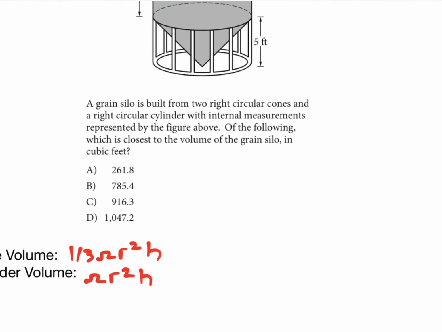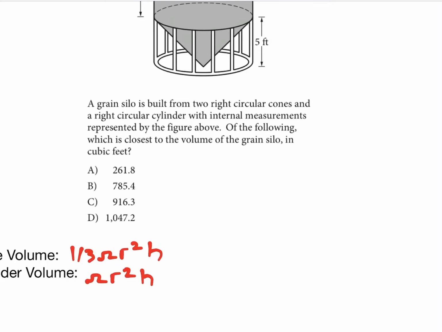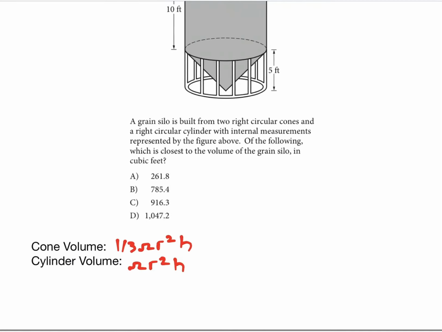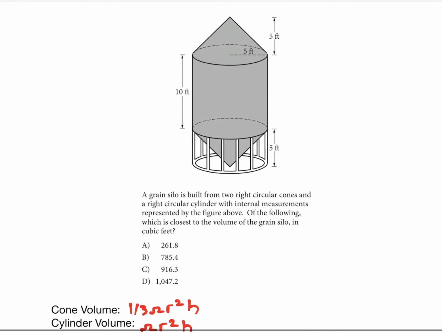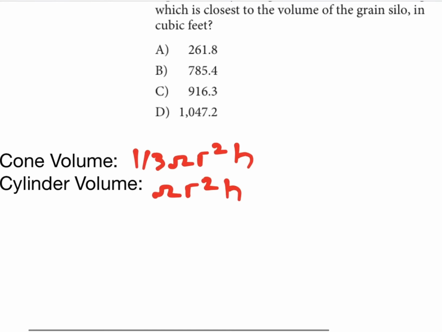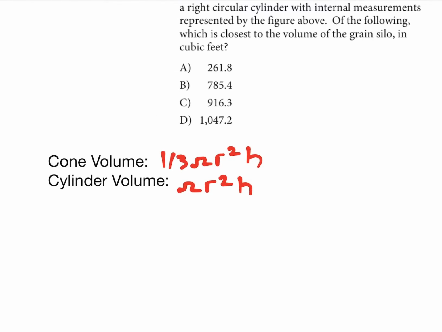So we have a grain silo built from 2 right circular cones and a right circular cylinder with internal measurements represented by the figure above. Of the following, which is closest to the volume of the grain silo in cubic feet? So for this, I have two formulas listed below that we need to use to solve this problem. We have a cone's volume formula, which is 1/3 pi r squared times the height, and we have a cylinder's volume formula, which is pi r squared times the height.